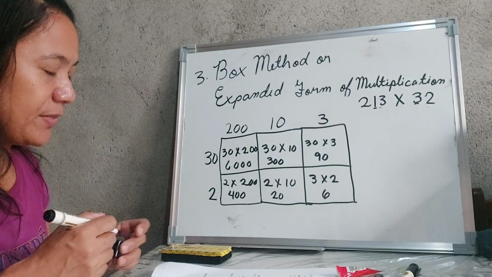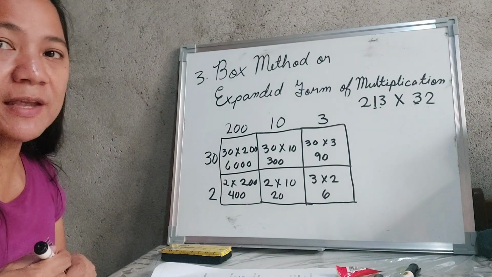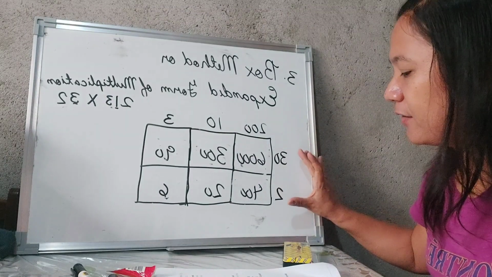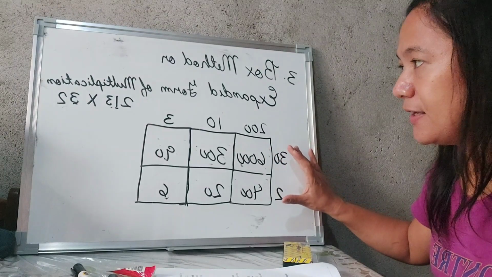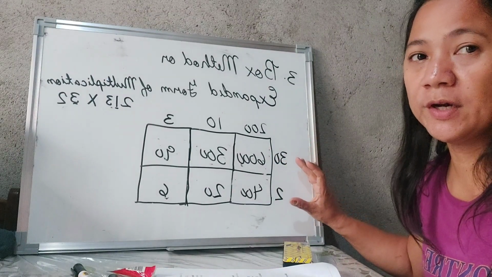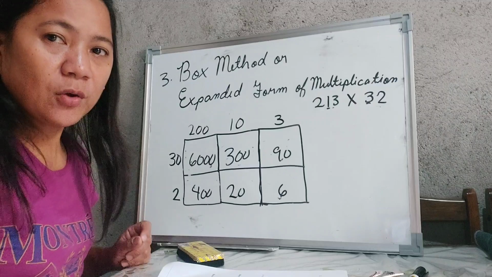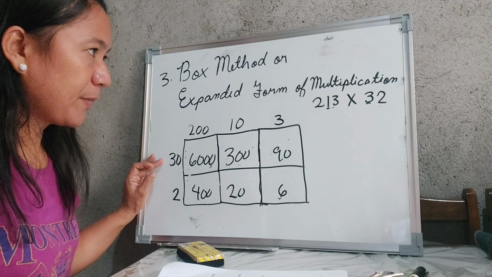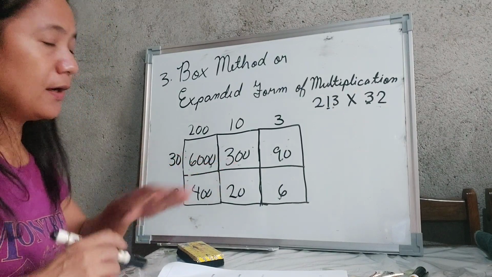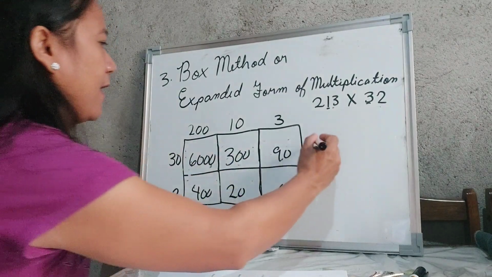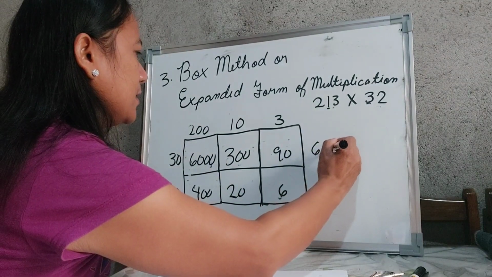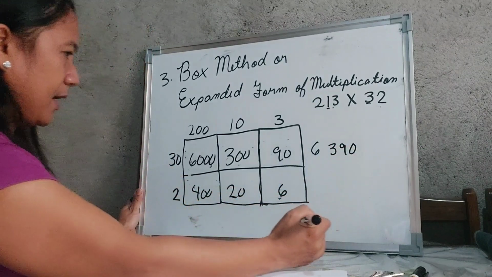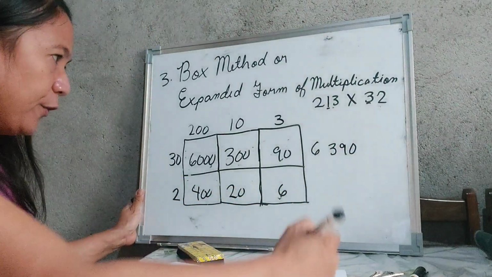So what will be the number 3 step now? As you can see, I already erased kung ano yung ginawa natin kanina to simplify our table. After that, we will get the first partial product by removing the expanded form. So we have 6,390. And we also have 426.